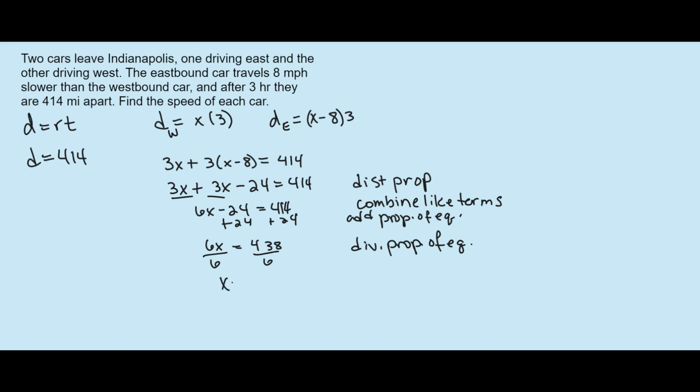And I'm going to get 73. So this is the speed of the westbound car, which is my x. My eastbound car is x minus 8. So here we have 73 minus 8, 63, 64, 65. So 65 is the speed of the eastbound car.